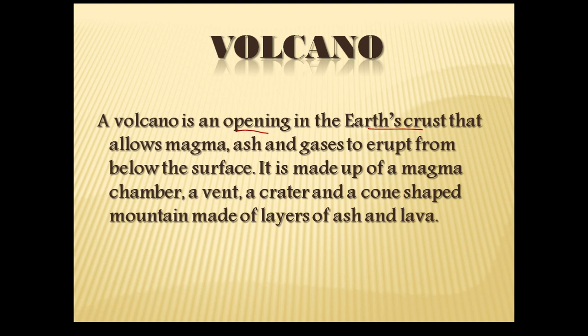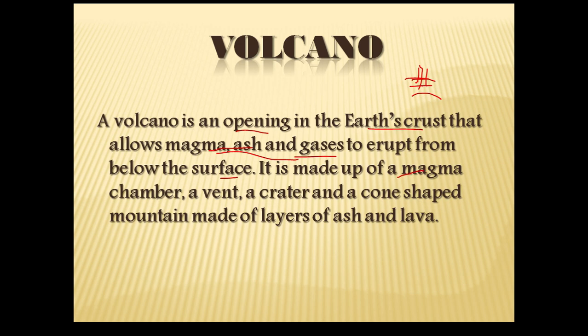We know that our earth has three layers called the crust, mantle and then the core. A volcano is an opening in the earth's crust that allows many substances like magma, ash and gases to erupt from below the surface. Here, below the surface means from the mantle. These things are present in the mantle, and the volcano is connected like this, and it helps them to erupt out. It is made up of a magma chamber.